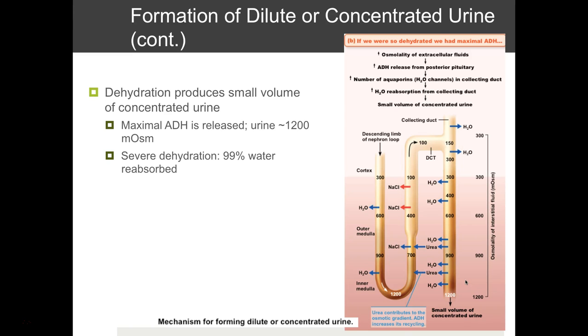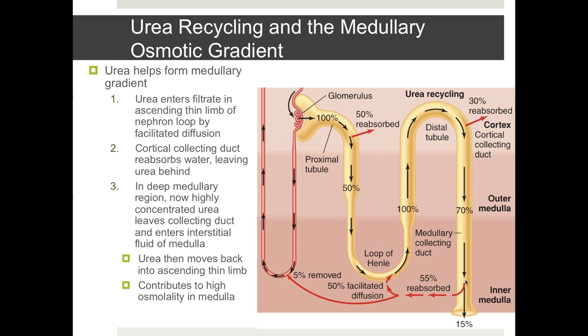And note that we are going to be using our vasa recta blood capillary, since we are using our juxtamedullary nephrons, where countercurrent exchange will be important. And we exchange nutrients and waste products with the vasa recta and still keep our osmotic gradient. So now we're going to talk about urea recycling. That's going to really help create our medullary gradient.